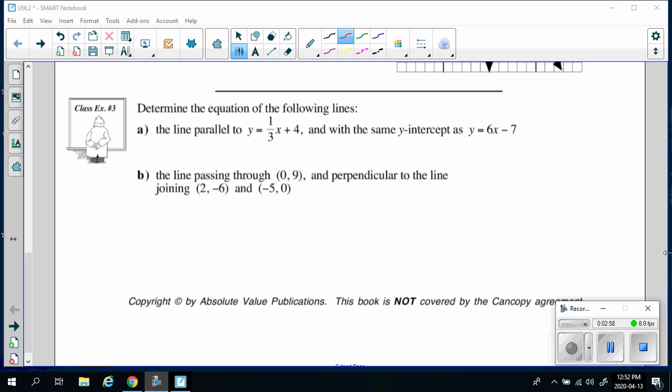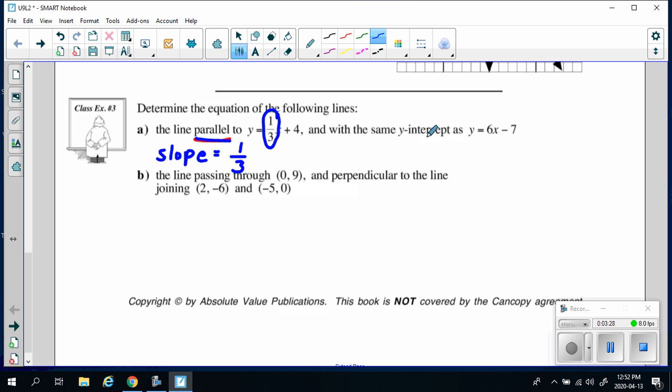Class example 3 gets a little bit trickier because they have given us clues, and the clues have some distractors that we don't care about. So determine the equation of the following lines. It is parallel to this line. So if it was parallel to this line, that means it has the same slope. It has a slope of 1/3. We don't care about the 4. We know that it was parallel to this. So by giving us that clue, they have given us the slope of the line.